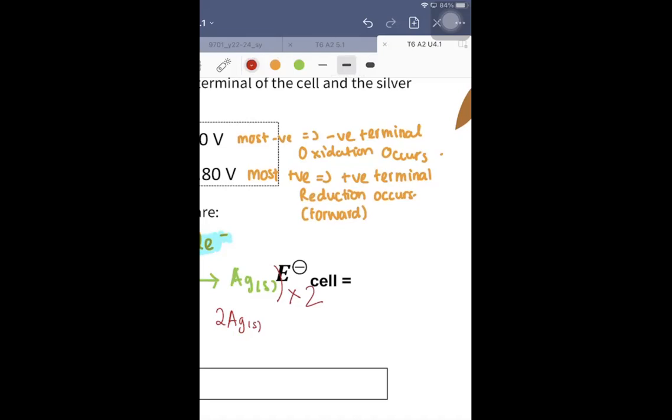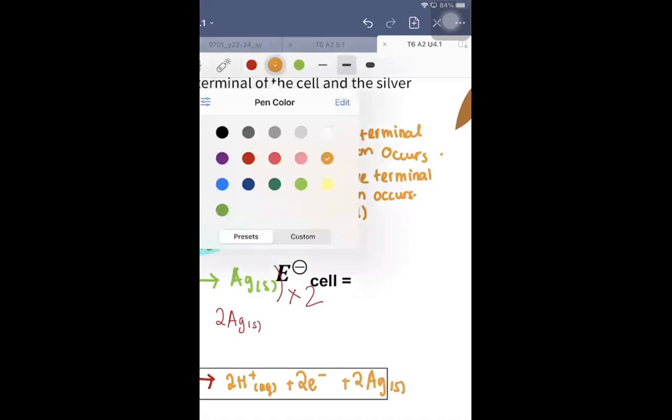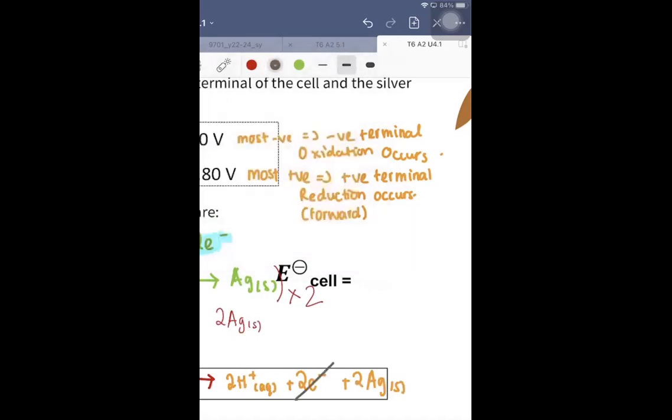Now, I'll just show you the electrons first. Later on, you will see that they cancel out, to produce 2H plus aqueous plus 2 electrons plus 2 Ag solid. Can you see that the electrons cancel out? So actually you don't have to write them down. The overall equation is H2 gas plus 2 Ag plus aqueous to form 2 hydrogen ions and 2 silver solids.